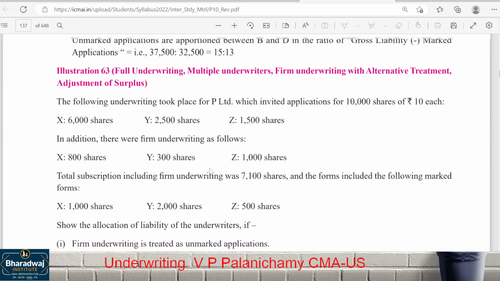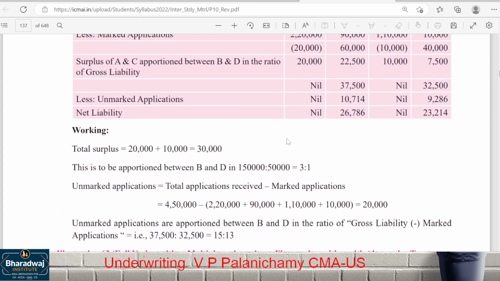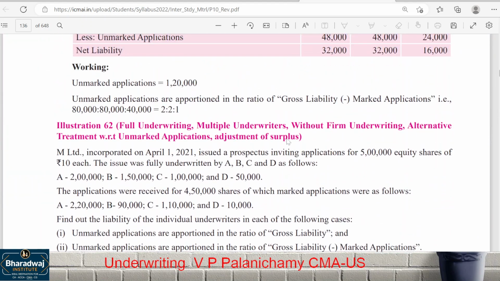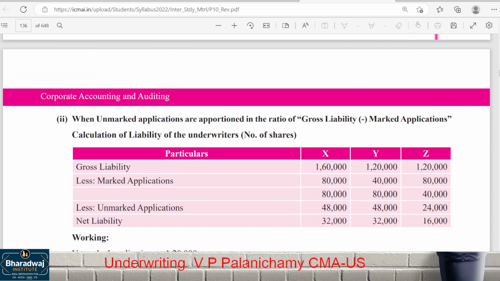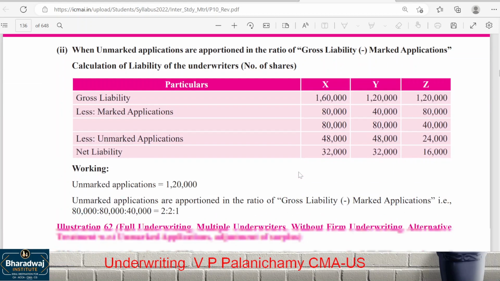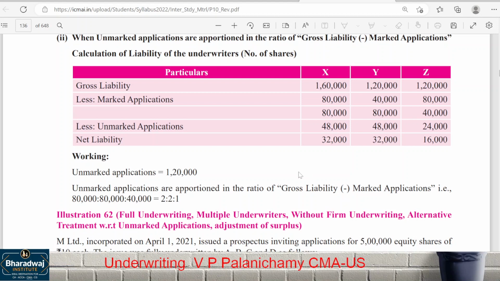So I request you to go through your ICMA study material for all the chapters. What you would refer to is our recorded classes, and of course the material provided by Bharadwaj. Then you have to go through your ICMA material also for greater confidence.